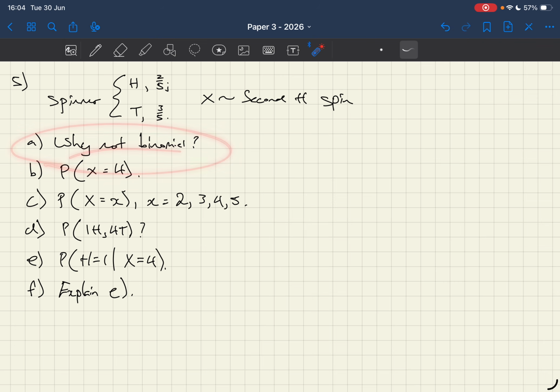Why is this not binomial? Because the probability is always going to change. You don't have a fixed number of trials either. Do you know what I mean? So it's: not fixed n, and p may change. Or p does change. P varies. What have they said? Yeah, number of spins is not fixed.